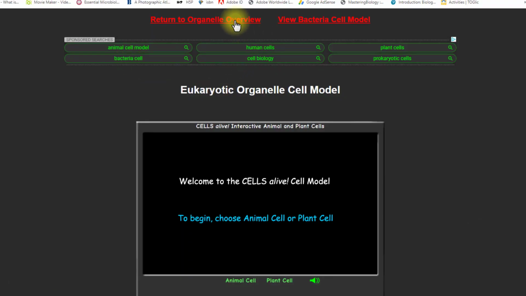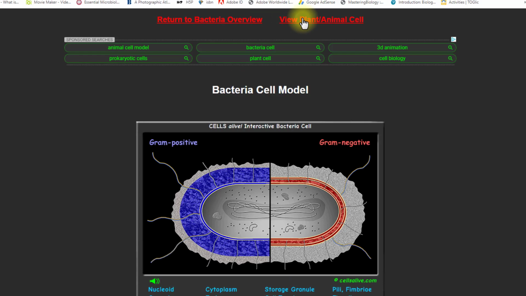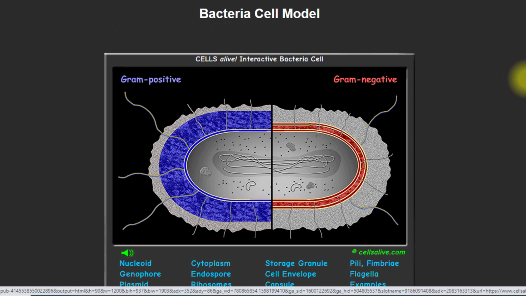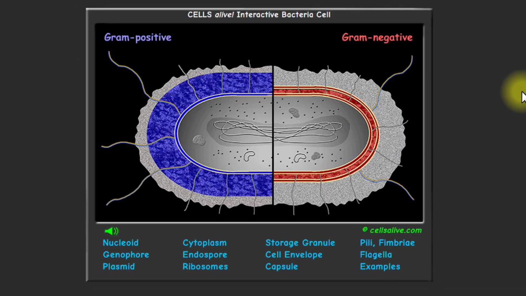Now when you're done with this, we can go to our bacterial cell. We can get to our bacterial cell by scrolling up and clicking on the link here. This brings up our bacteria cell model. Notice with our bacterial cell, we have both gram-positive and gram-negative bacteria represented. This will be important to note the differences for your laboratory write-up. Let's look at some of the organelles of the bacterial cell.